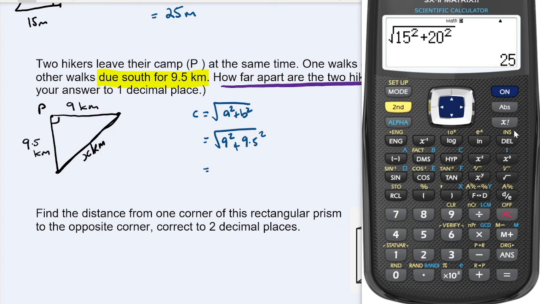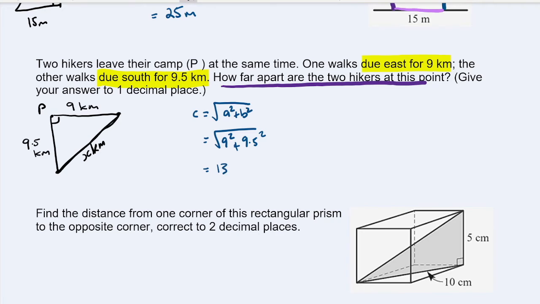I'm going to clear this and then do the same thing. So find the square root sign. We want 9 squared plus 9.5 squared equals, and we get 13.0862.